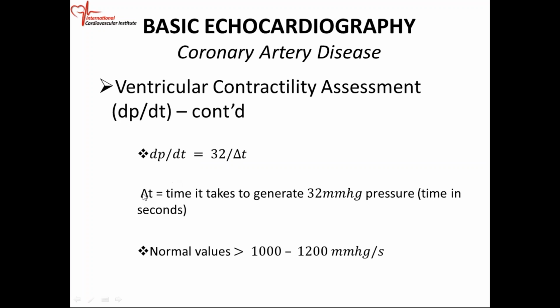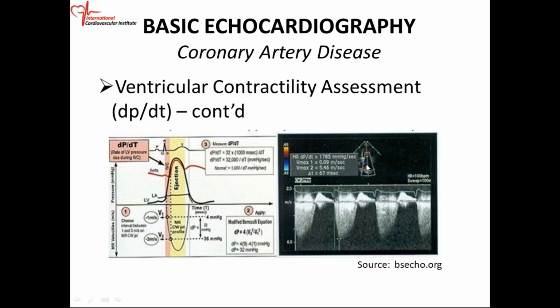Okay, so your change in time is the time it takes to generate this pressure. A strong muscle is going to generate this pressure in a short time. A weak muscle is going to take a longer time. So normal values for dP/dT is about 1200 millimeters mercury per second. It's going to be much smaller for a weak muscle. So this is how you do it.